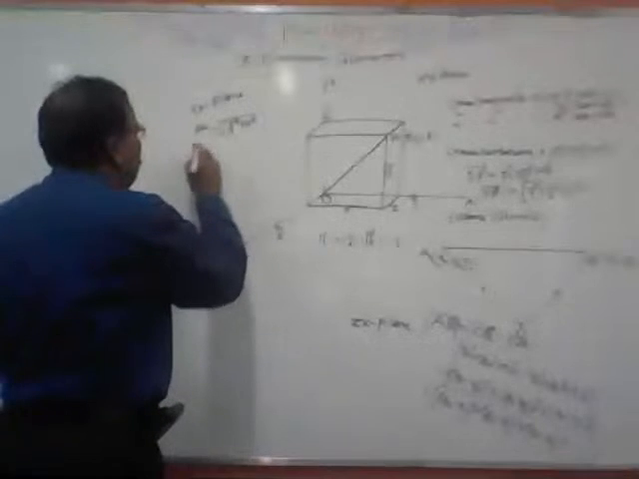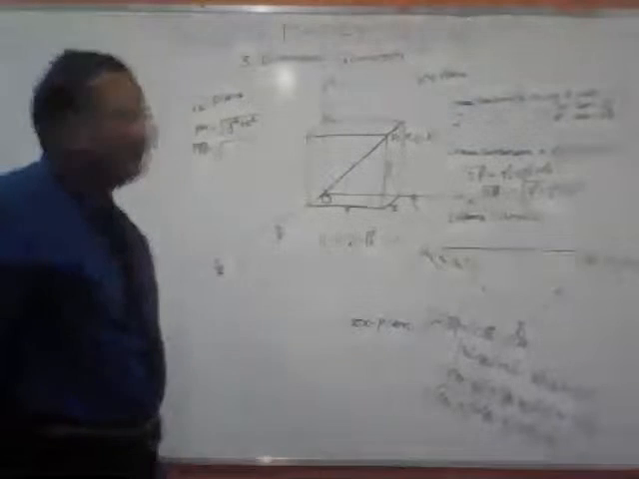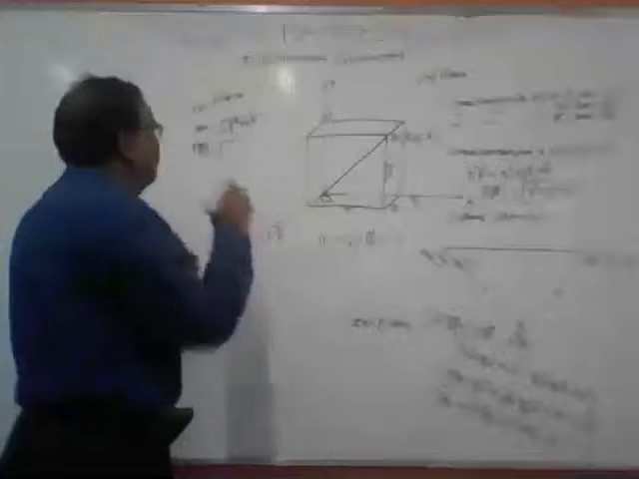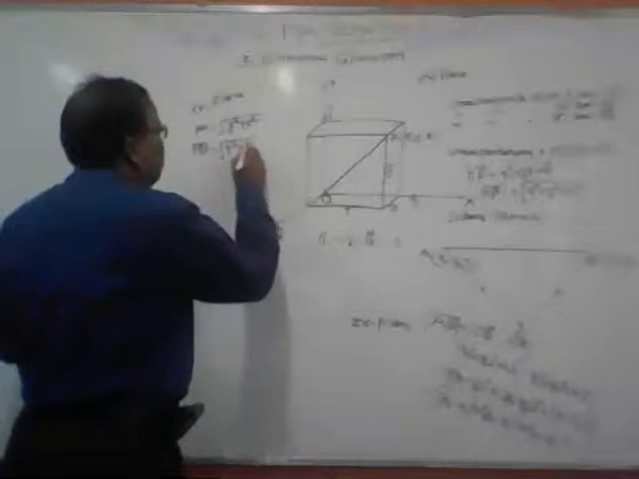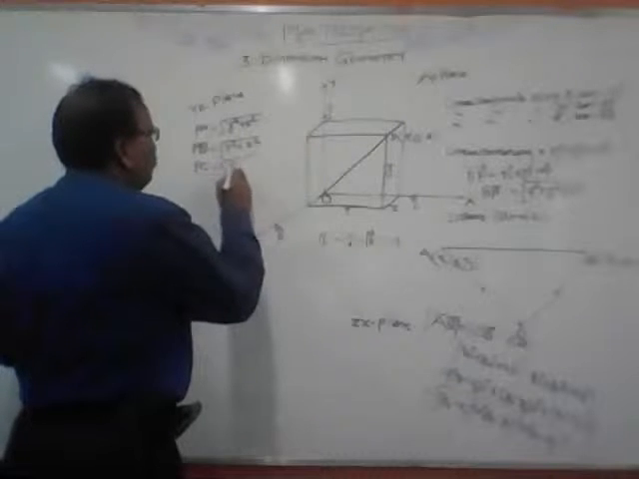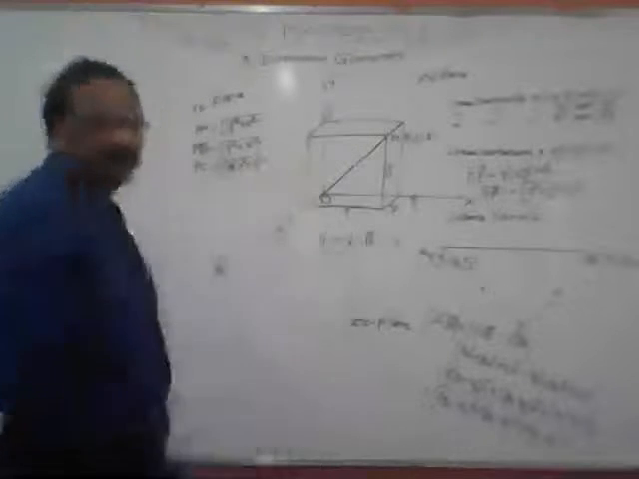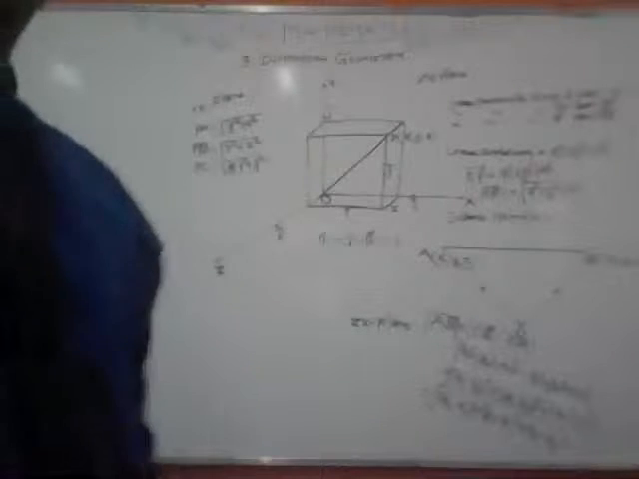PB is equal to the square root of x squared plus z squared, and PC is equal to the square root of x squared plus y squared. These are the three things. That means PA is equal to the square root of y squared plus z squared, PB is equal to the square root of x squared plus z squared, and PC is equal to the square root of x squared plus y squared.